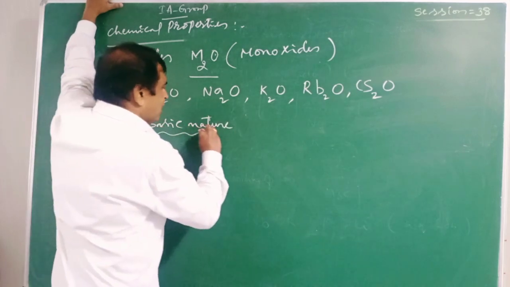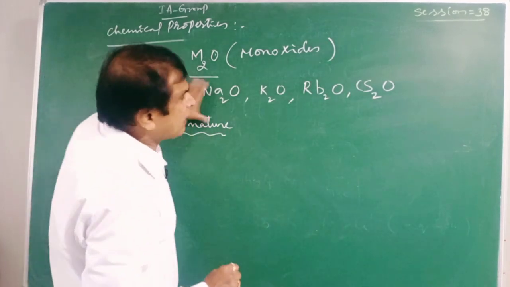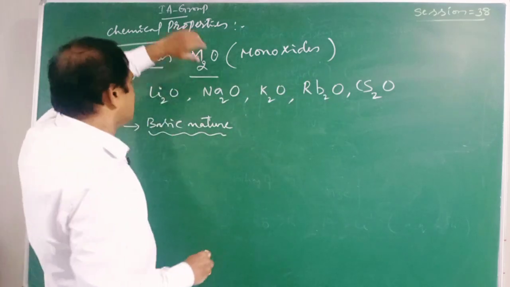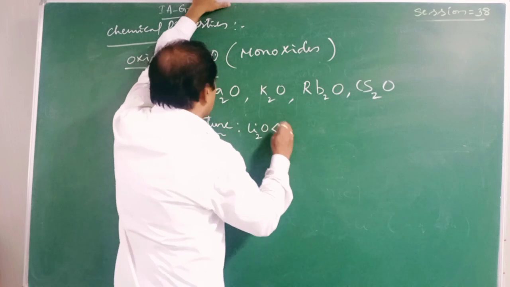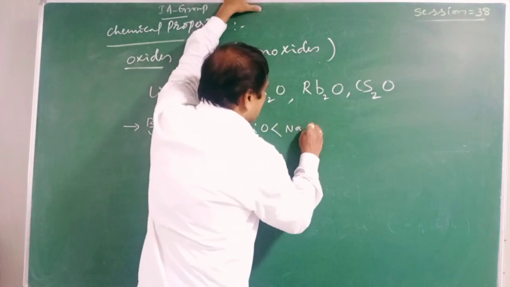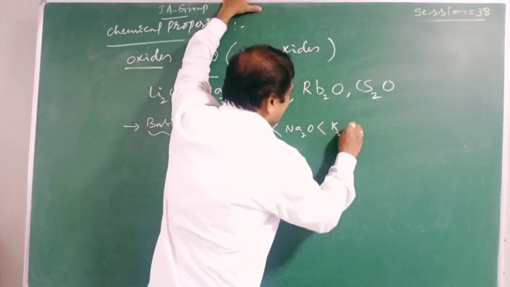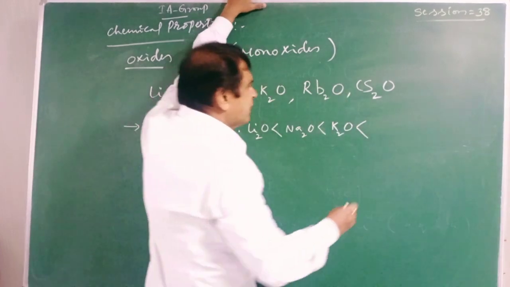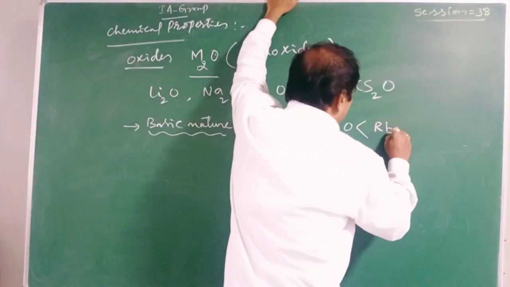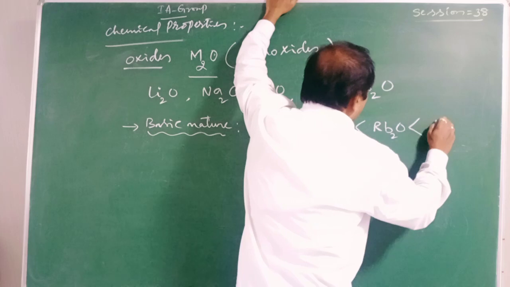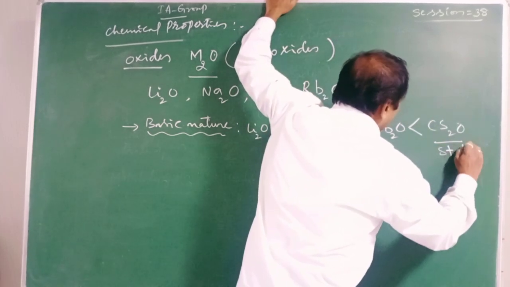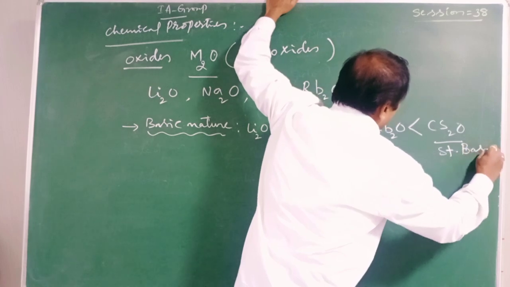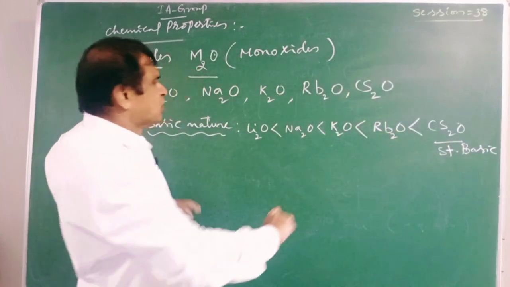The basic nature of the oxide increases from top to bottom with increased atomic size. Therefore we can say lithium oxide is less basic than sodium oxide. It is less basic than potassium oxide, K2O, less basic than rubidium oxide, and less basic than cesium oxide. Cesium oxide is a strong basic oxide. That is the basic nature of the oxides.